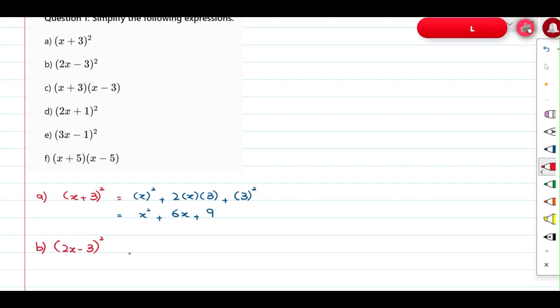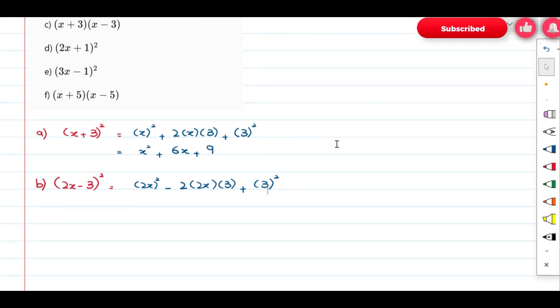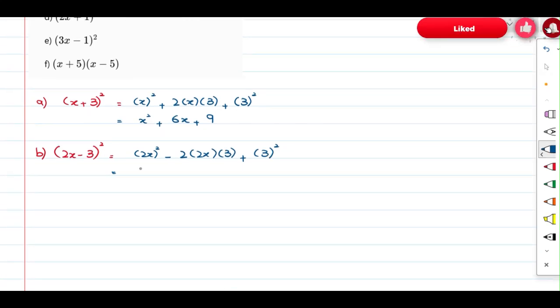Square of a difference. The second identity we have to apply over here, meaning the first term square minus 2 times the first term times the second term plus the second term square. Only the middle term is minus. Now 2x whole square: 2 times 2 is 4, x times x is x square, minus 2 times 2 times 3 is 12x, plus 3 times 3 is 9. That is the simplified expression for part B.